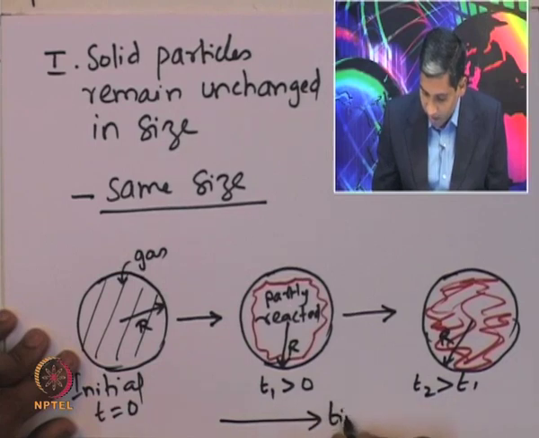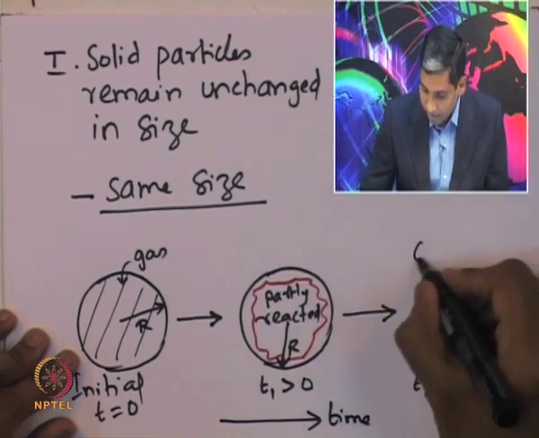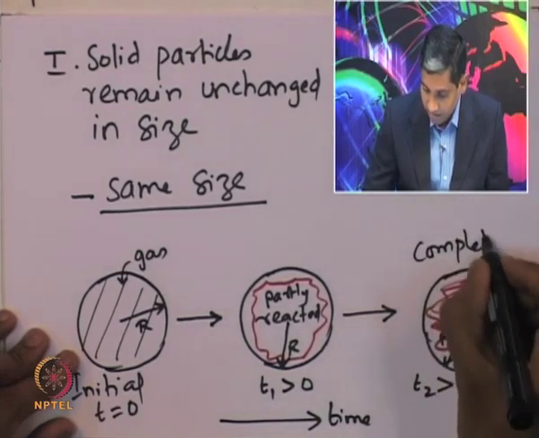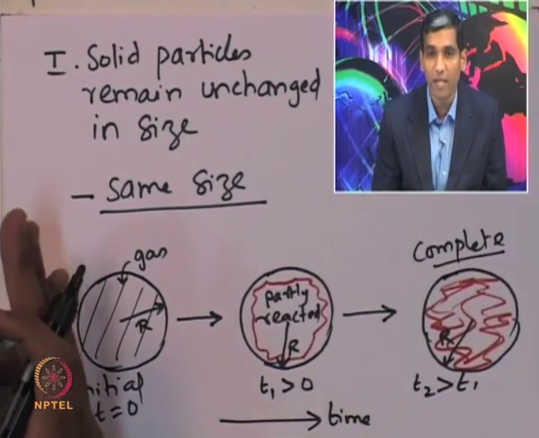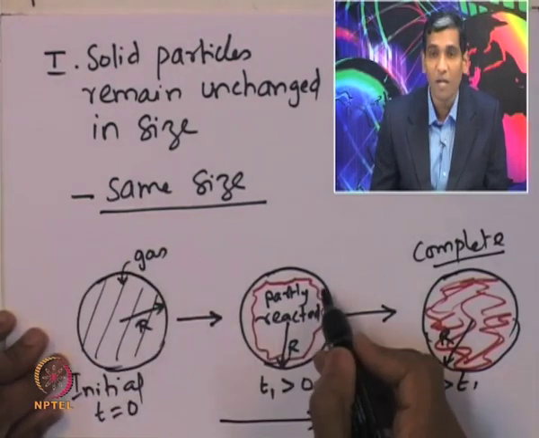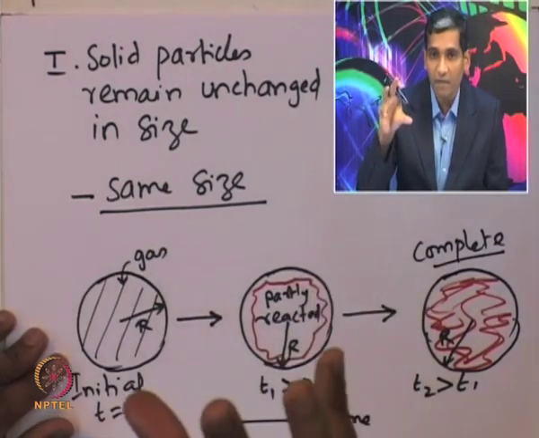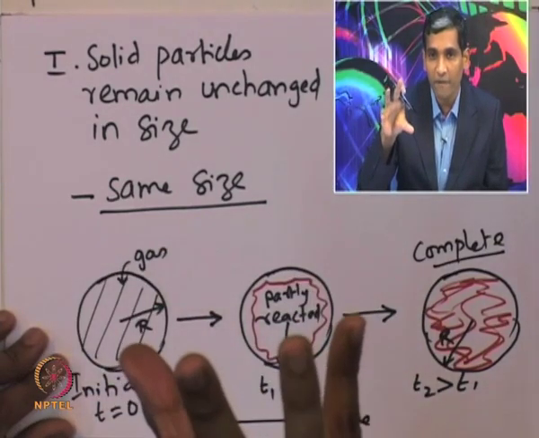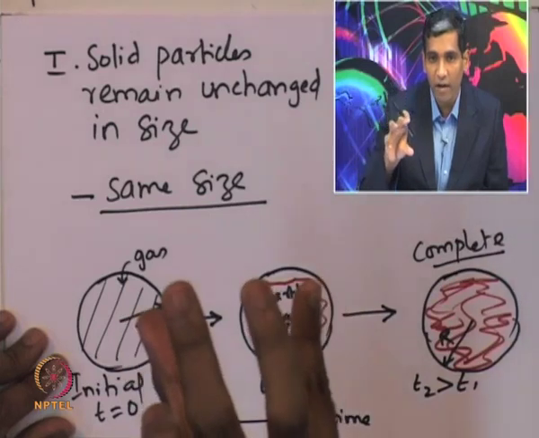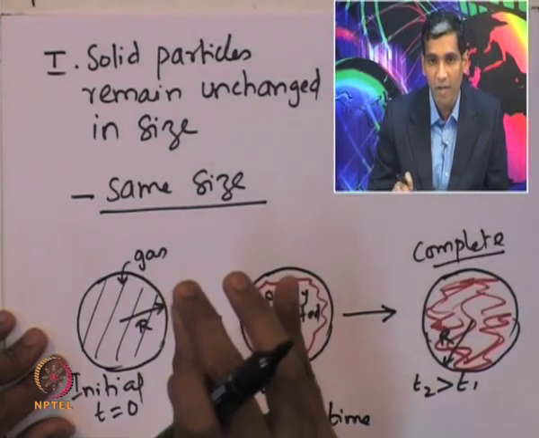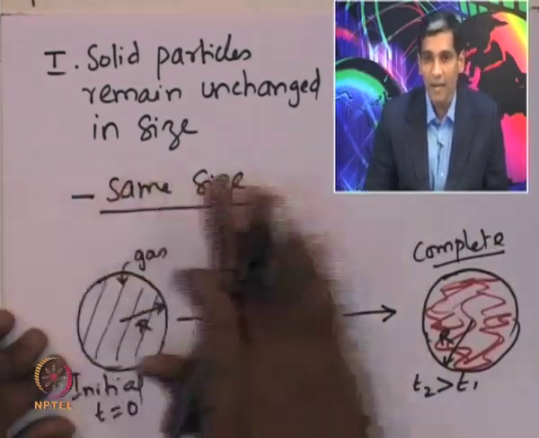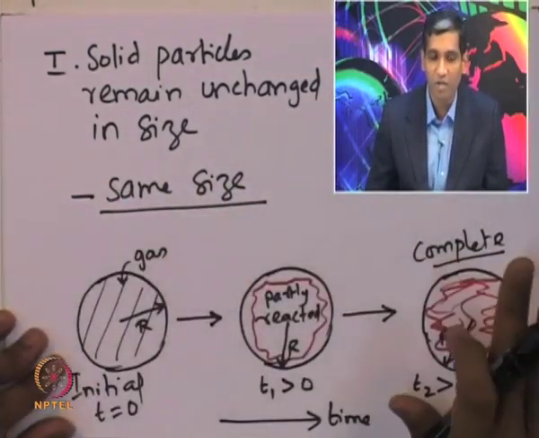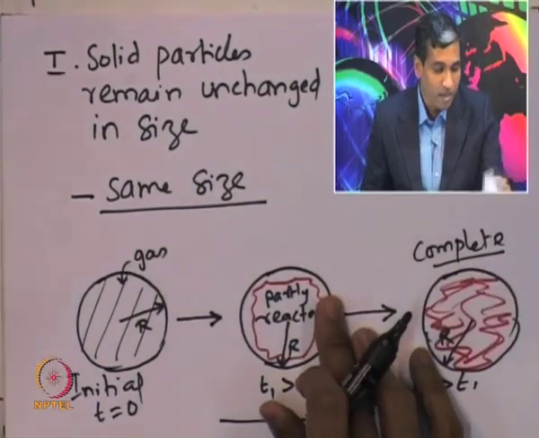So, as time proceeds, this might be a complete conversion situation. As time proceeds, slowly the gases will go inside, and the reaction will start occurring from the outer periphery, and then the reactants will go inside and the reaction will proceed inside and the complete conversion will occur. However, while the reaction occurs, the size of the particle does not change. Now, how is this possible?